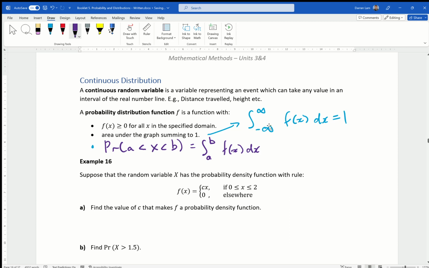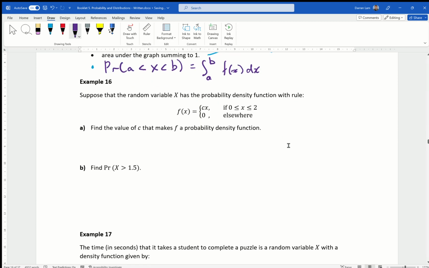Let's move swiftly on. Suppose that the random variable x has the probability density function with the rule f of x is equal to c times x if it's between 0 and 2, and 0 elsewhere. So this is a piecewise function. I'm going to assume that we are familiar with them already. Find the value of c that makes f a probability density function. This kind of question really is just relying on the fact you know your conditions. Of course, the total area under the graph needs to be 1.